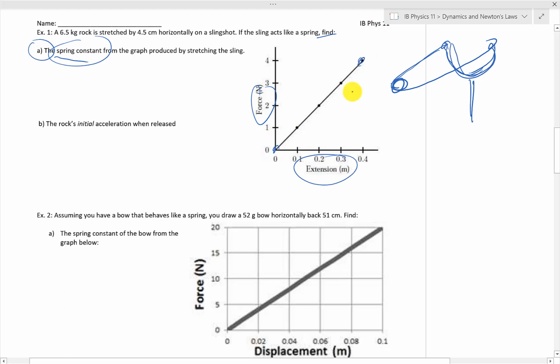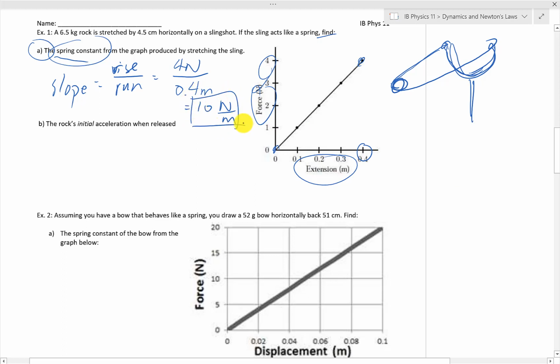That's very easy because all I need to do is I have a rise of 4 newtons and a run of 0.4 meters. Okay, if I divide the two, I get 10 newtons per meter. Seems like this graph is 1 sig fig, so we're going to take that 1 sig fig. 10 newtons per meter is good, okay?